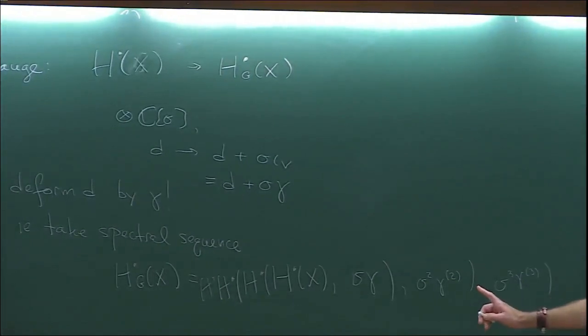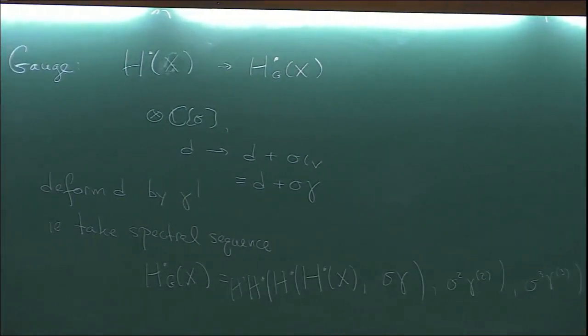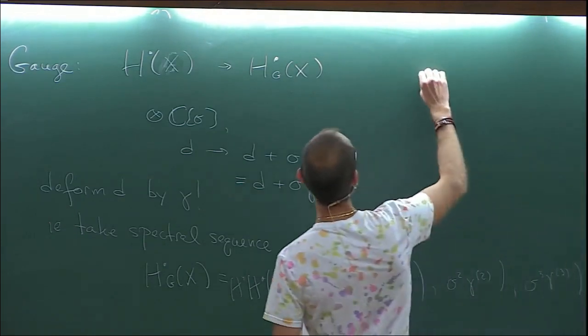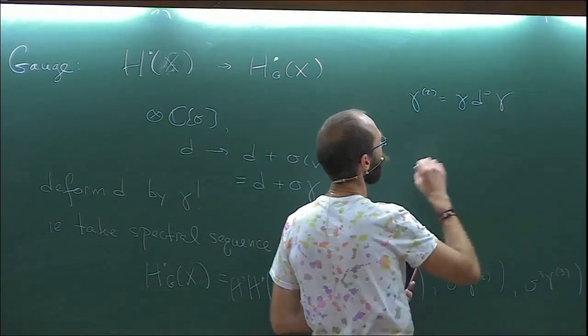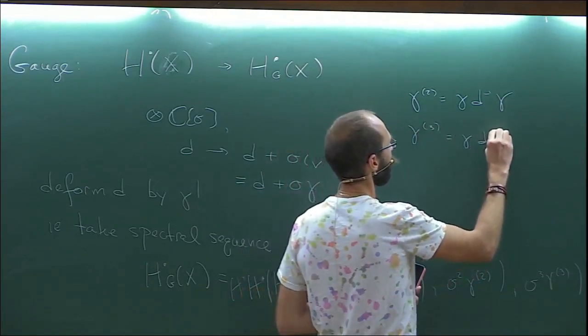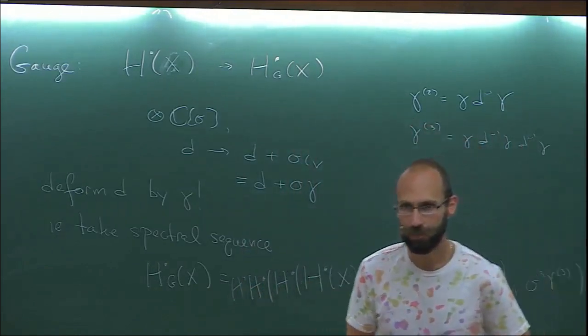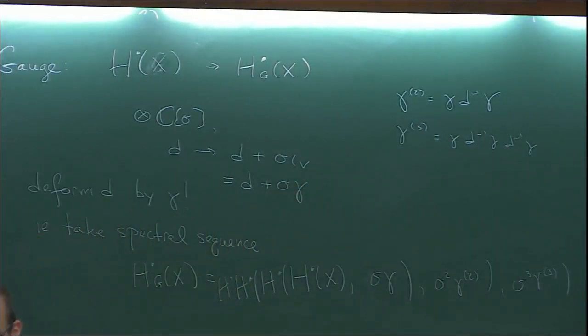And let me remind you what the higher gamma operations were. Yes, these are the pages. Yeah, I know, but I actually find this a rather more efficient way to think about it. Right. So just as a reminder, gamma 2 was gamma the inverse, gamma, and so on. No, I mean, it stops at some point.